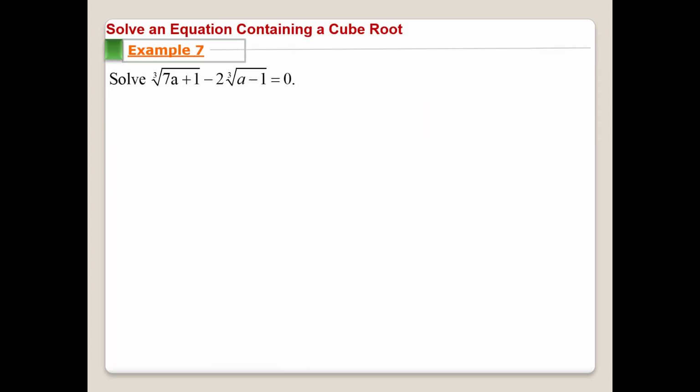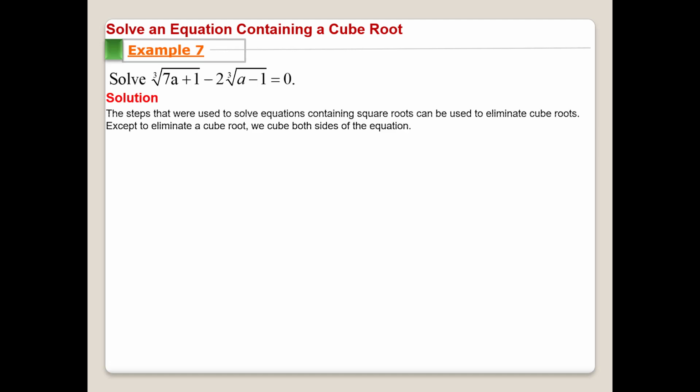All right, so we'll do one more example here. Instead of having just a square root, we'll do it with a cube root. So we'll take the cube root of 7a plus 1 minus 2 times the cube root of a minus 1 equals 0. The steps used to solve equations containing square roots can be used to eliminate the cube roots, except to eliminate the cube root, we cube both sides of the equation. So again, you cube it instead of squaring.